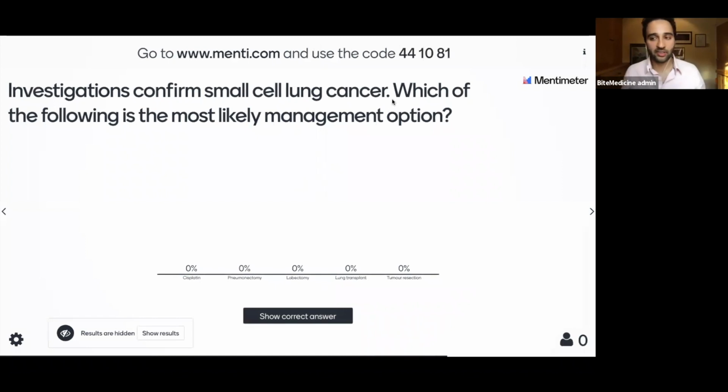So you've done all those investigations and it confirmed small cell lung cancer. Which of the following is the most likely management option? Cisplatin, pneumonectomy, lobectomy, lung transplant, or you're just going to resect this tumor? What do you think? Give you a few moments.